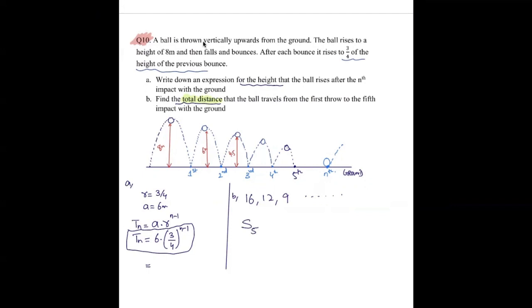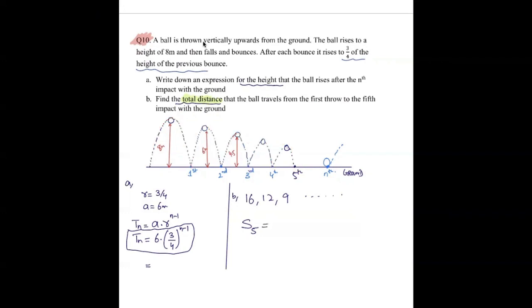S5 means the sum of the first 5 terms, which means that S5 would represent the total distance traveled by the ball from the first throw till the fifth impact with the ground. So first throw, second throw, third throw, fourth throw, and fifth throw, and the fifth impact. So this is the total distance that you need to find.